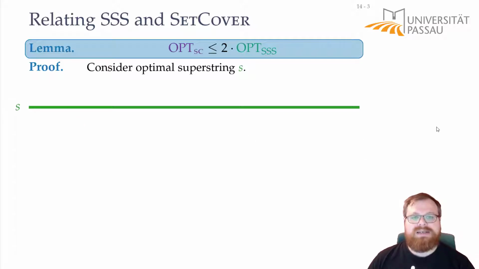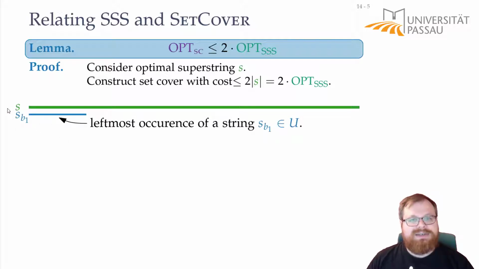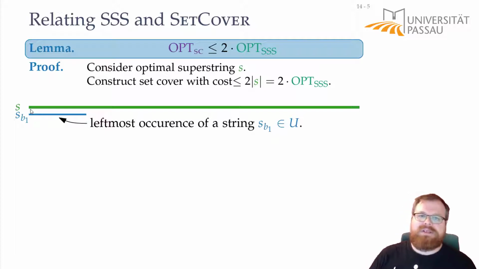Assume this is the superstring S. The superstring covers all the input strings. So there has to be some string in the beginning of the superstring that is covered. And this is our string sb_1. This is the leftmost occurrence of some string of the input set in the superstring. It doesn't make sense that the first character does not belong to any of those strings we want to cover, because then we could just make S a little bit smaller until we hit the first one, so it's not optimal. So we pick this guy here. This is our first string sb_1.